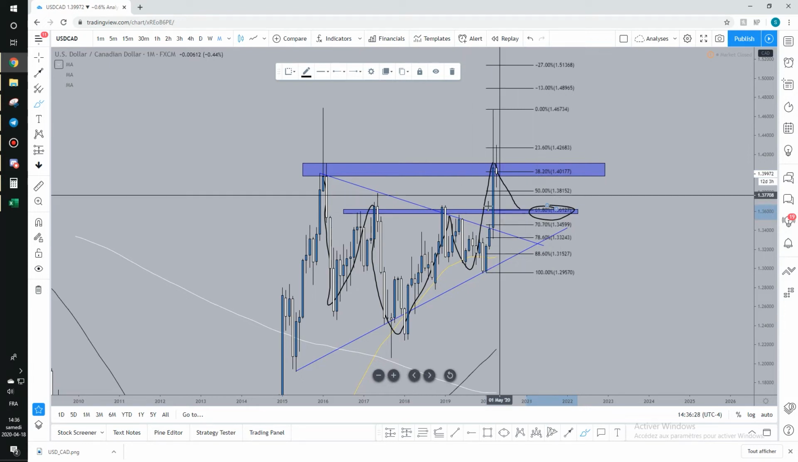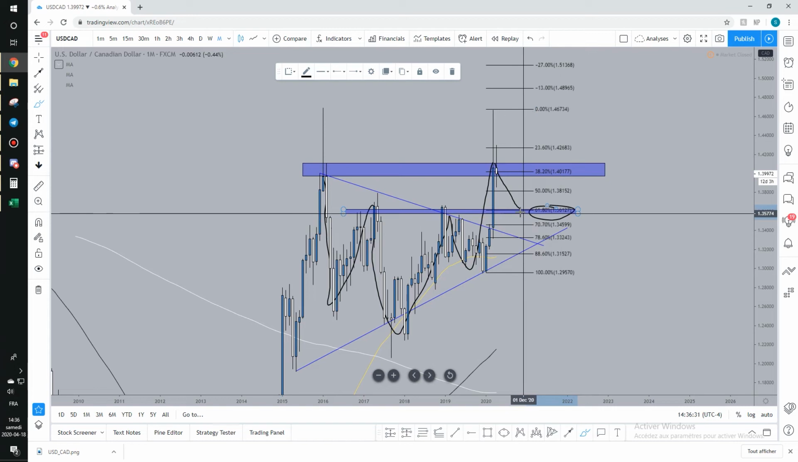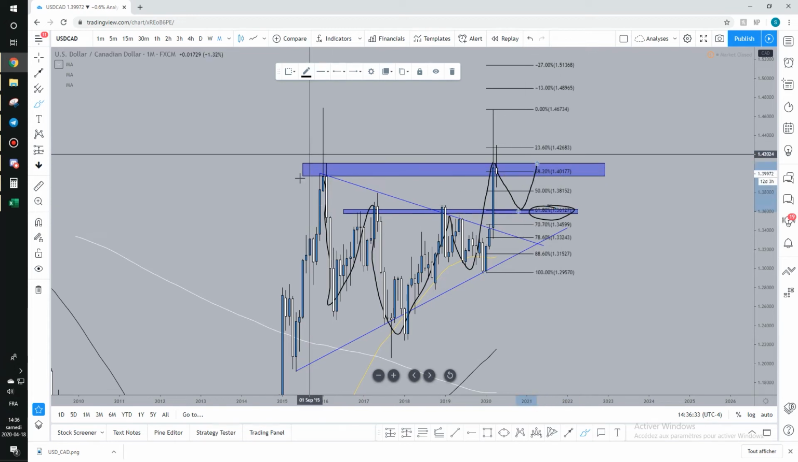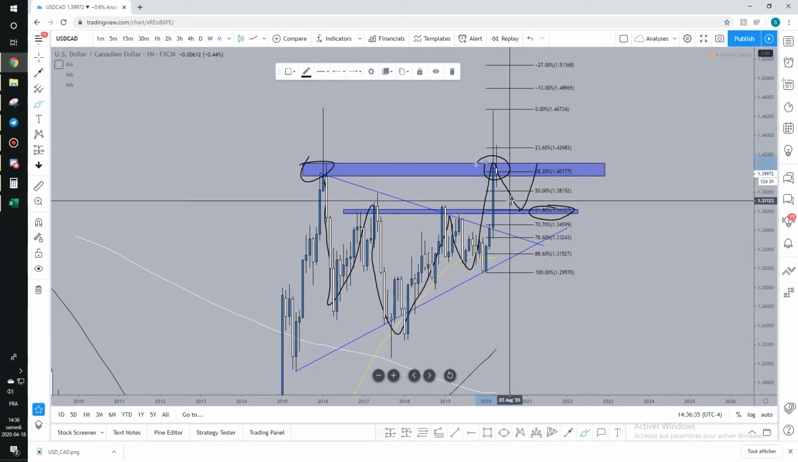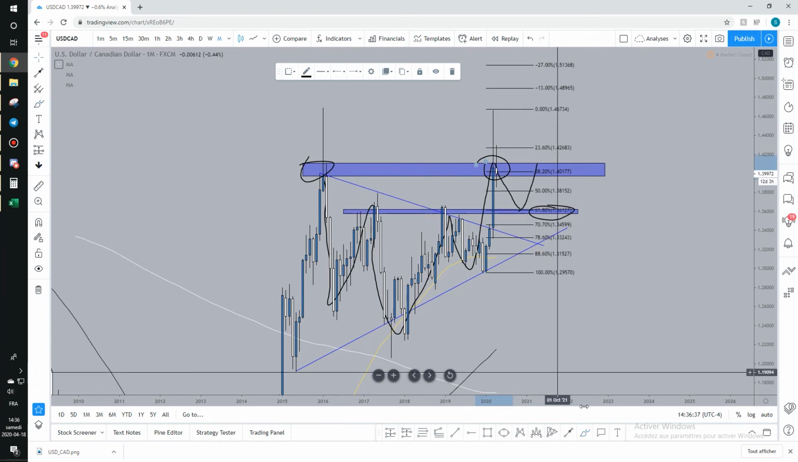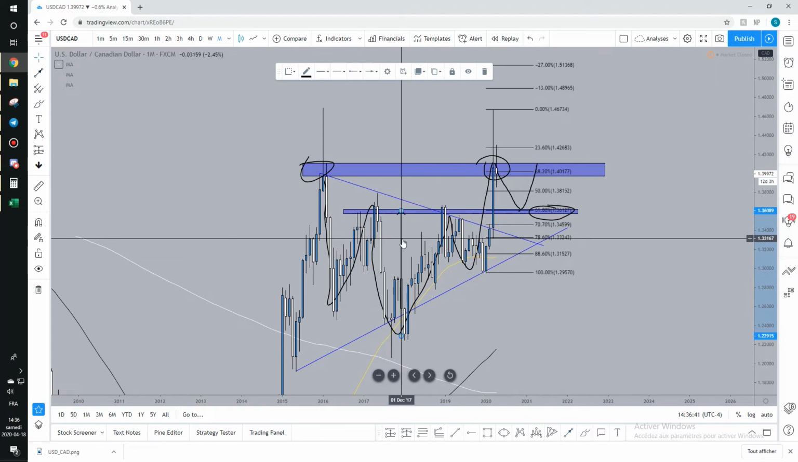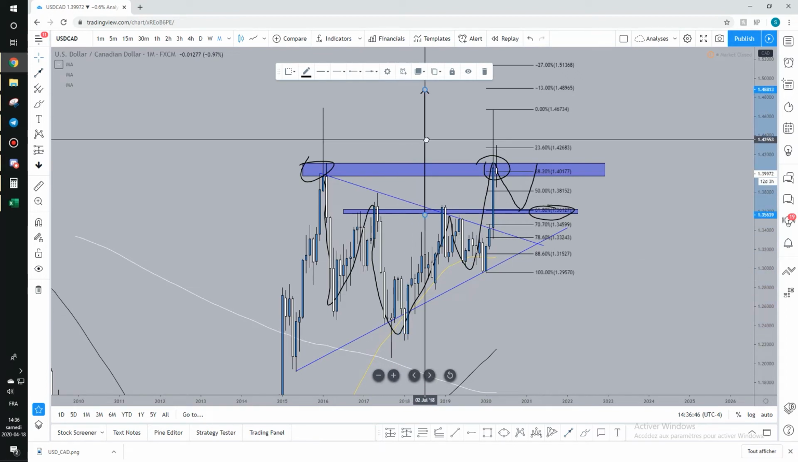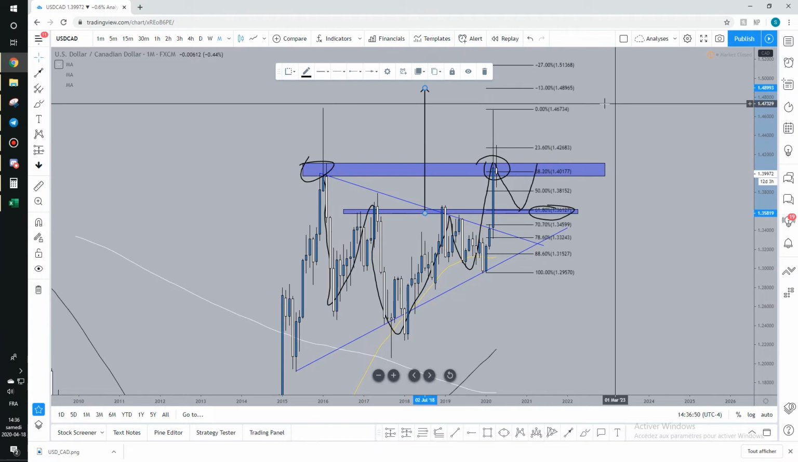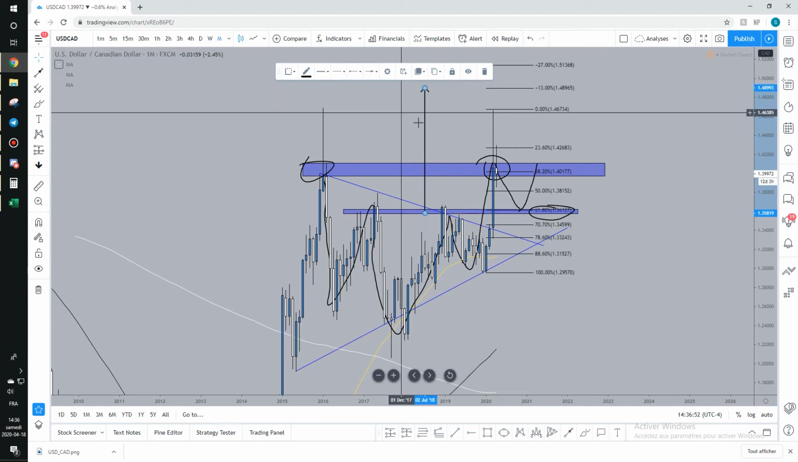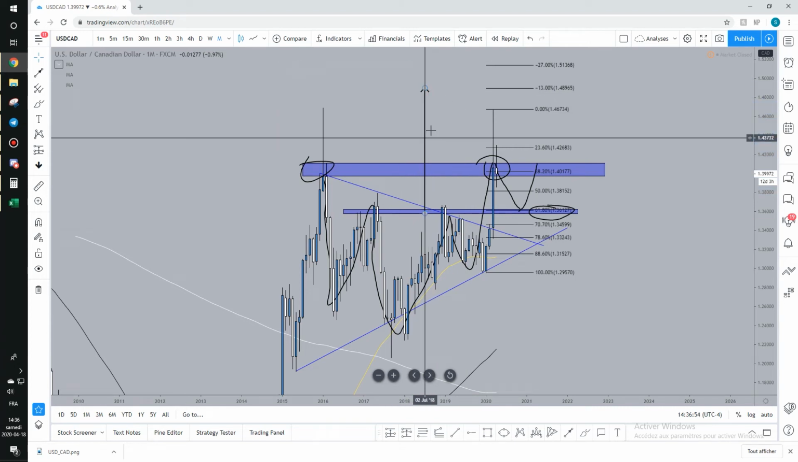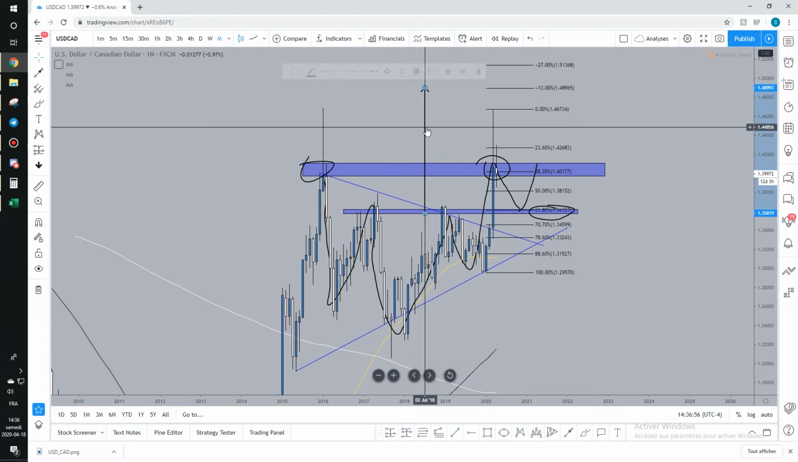So the potential target of the head and shoulders will be first this zone again here because it got tested twice. And if we break this zone, the next target based on the head and shoulders will be the distance between the head and the neckline. So it will be approximately 148 or 149, approximately this price here, based on the head and shoulders.